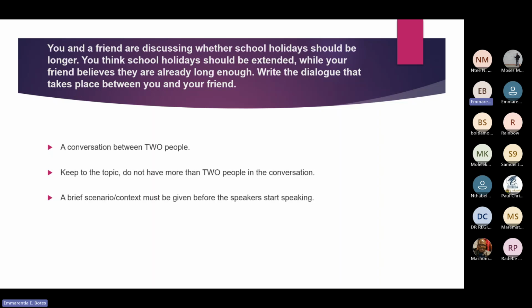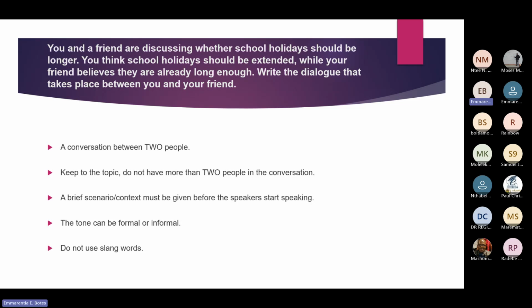Then you will need a brief scenario, or the context must be given before the speakers start to speak. We'll give you an example of that, but it needs to be there so that people who will read your dialogue will know what you are writing about. Now, in a dialogue usually, the tone can be formal or informal. In this specific dialogue, the topic is between you and a friend, so the tone will definitely be informal, not formal.